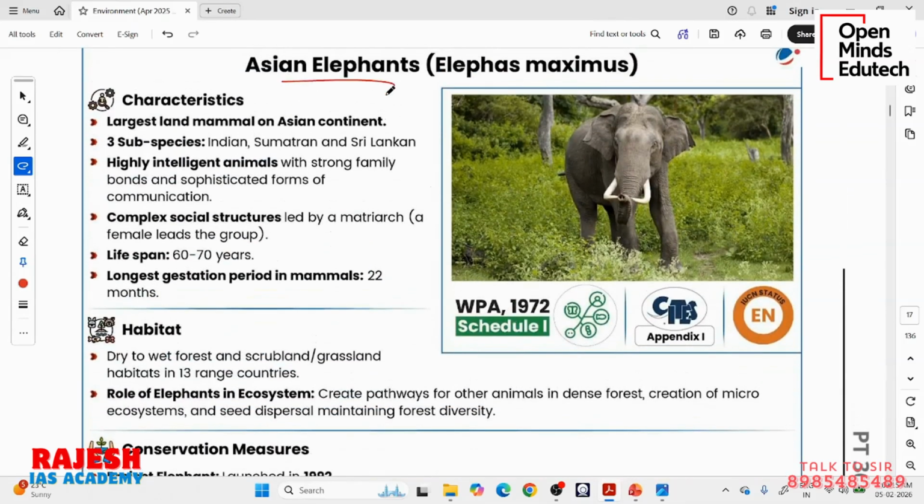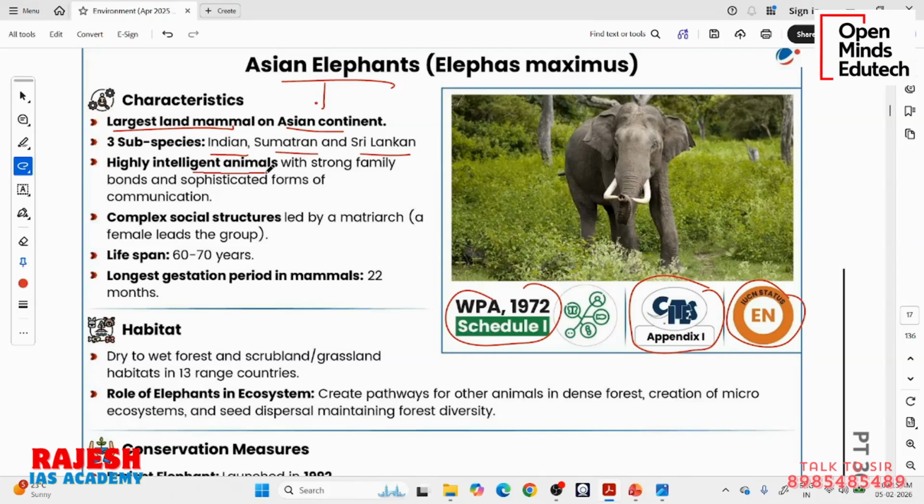Now coming to Asian elephants, which is in Schedule 1 of the Wildlife Protection Act, and it has Endangered IUCN status. It is also in CITES Appendix 1. Elephants in general are the largest land mammal, and the Asian elephant is the largest one on the Asian continent, because the African one is larger than the Asian. Among Asian elephants, you have three subspecies: Indian, Sumatran, Sri Lankan.